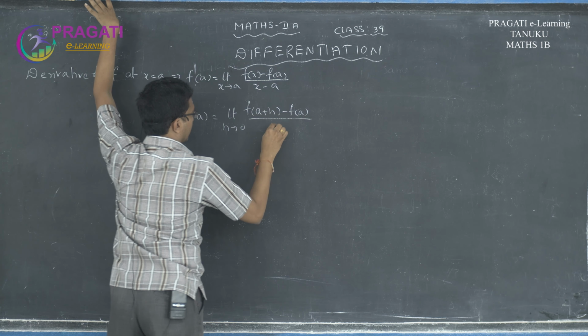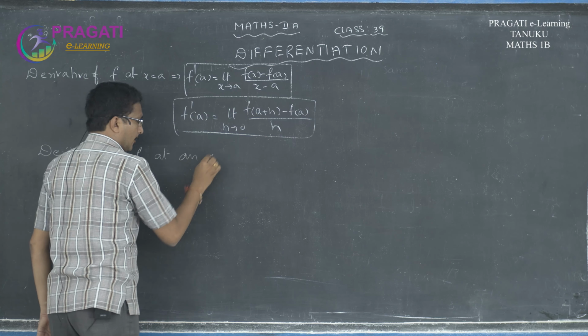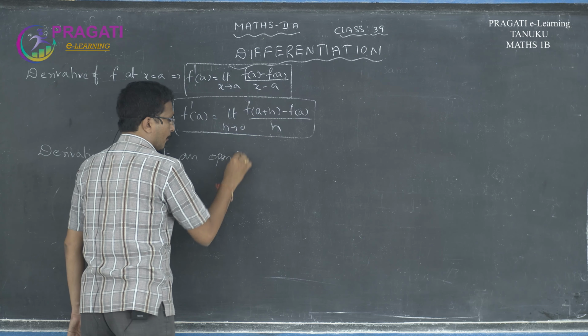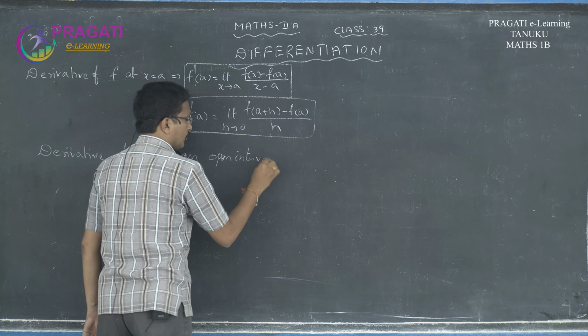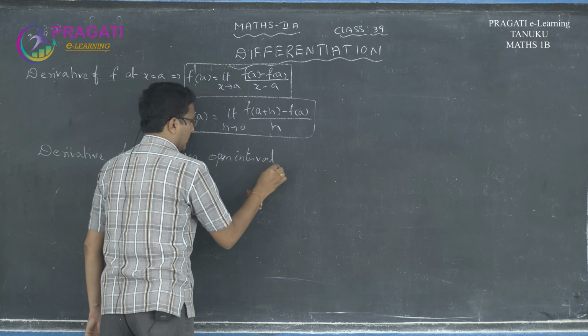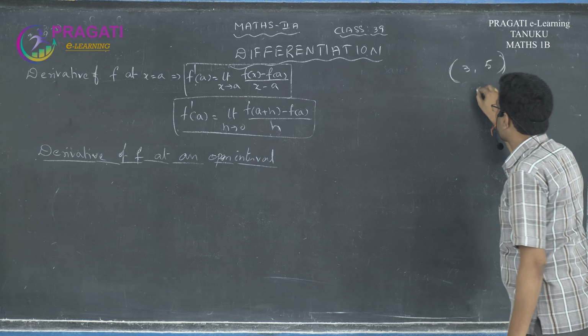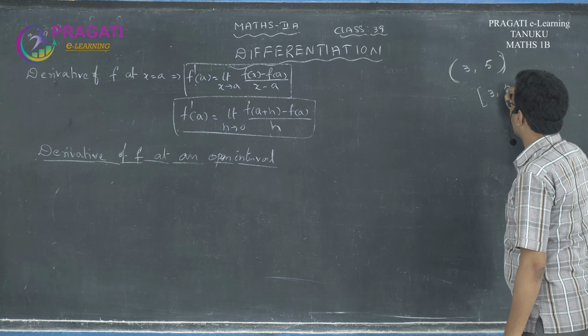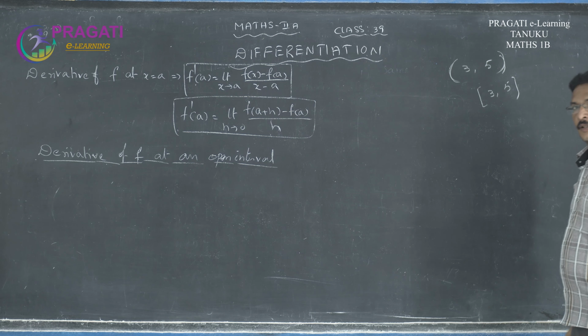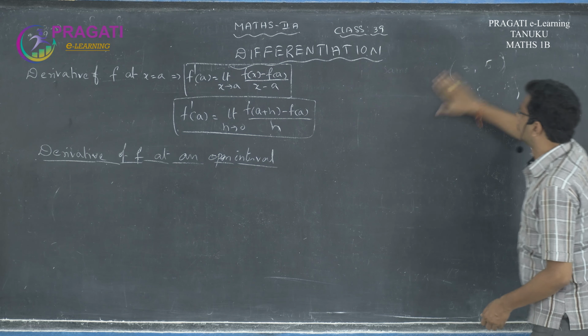Suppose the derivative of f at an open interval. How to check? Observe the open interval, that means here 3, 5 is an open interval. Closed interval means it is a closed interval.